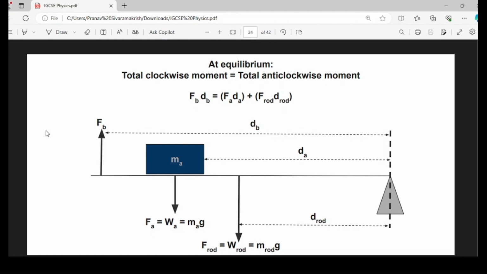But in this scenario, we've got a clockwise force. The clockwise force doesn't act towards the right. All of the forces in this scenario act towards the left of the pivot. And this force acts upwards. So you have to be used to this scenario as well, right? So this force acts upwards. It acts a distance dB. We call that force B. And then it acts a distance dB from the pivot, so it'll have a moment of FB dB.